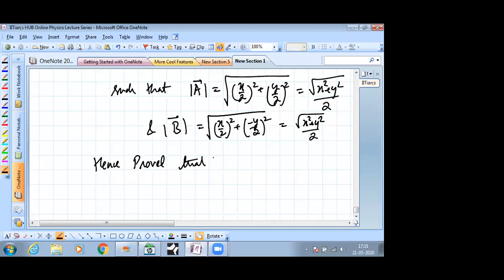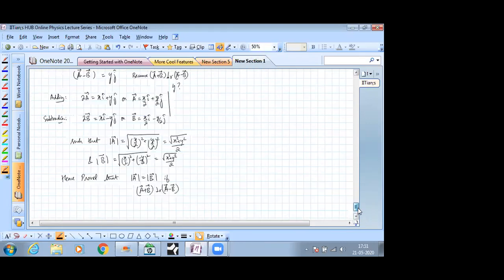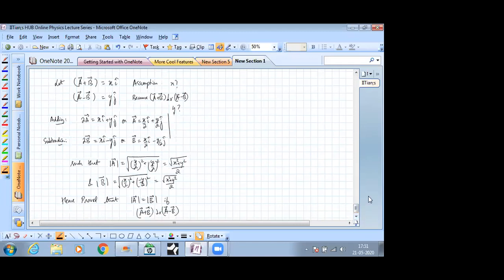Okay. So hence proved that mod A is equal to mod B if A plus B is perpendicular to A minus B. So this is the simple proof of this theorem.